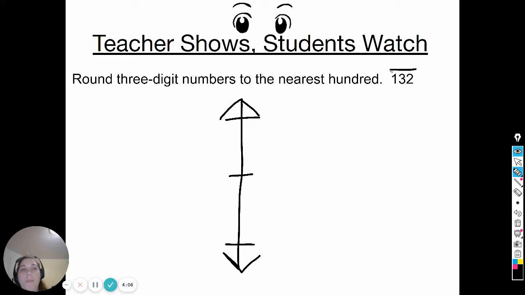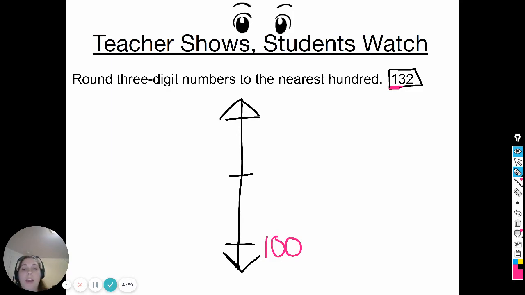The number I'm rounding is 132. So I'm going to look in the hundreds place, and I have a 1. I'm going to keep that 1 and just put zeros in the tens and the ones, because I'm looking for an even hundreds.